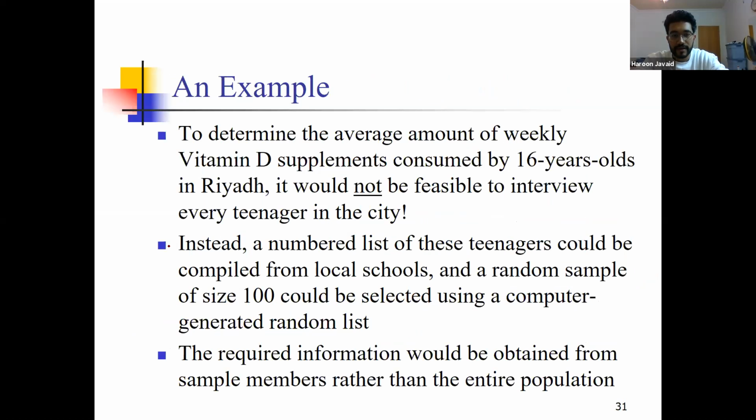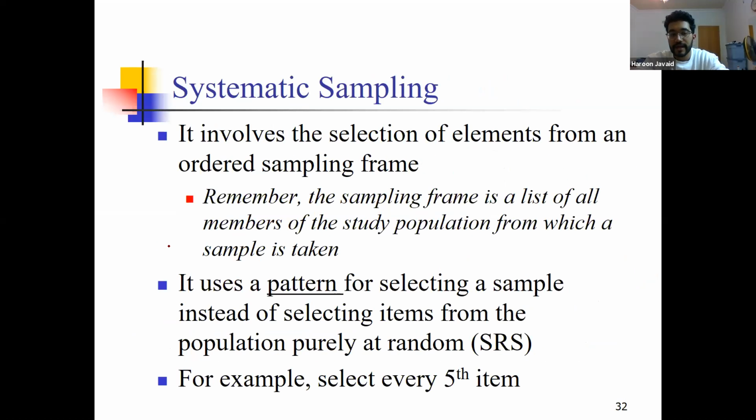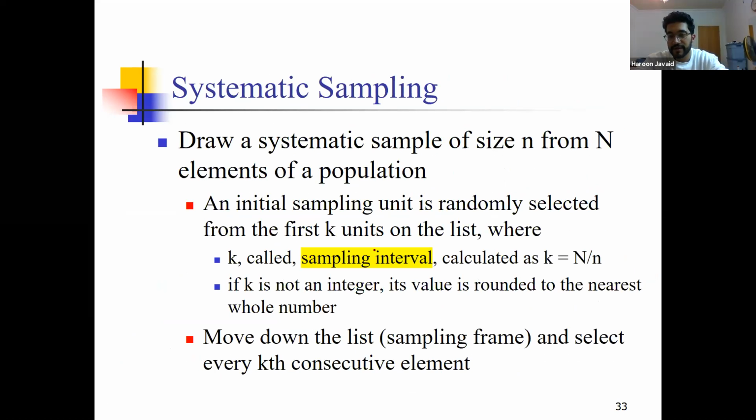This is an example. Okay, so systematic sampling. Systematic sampling uses a pattern for selecting a sample instead of selecting numbers randomly. For example, you select every 5th item. This is another method of random sampling.